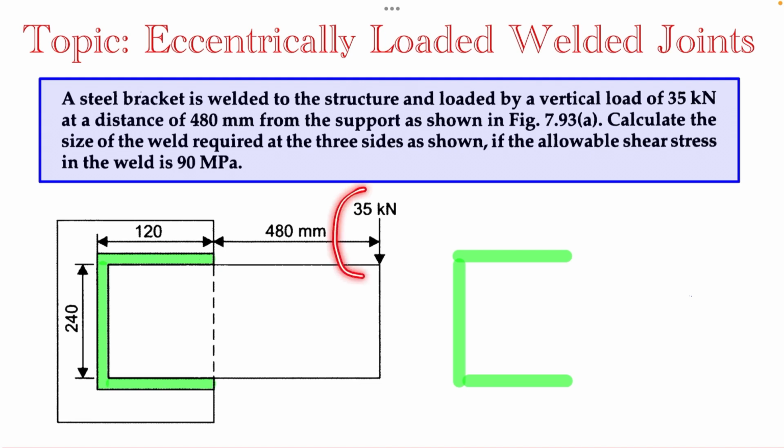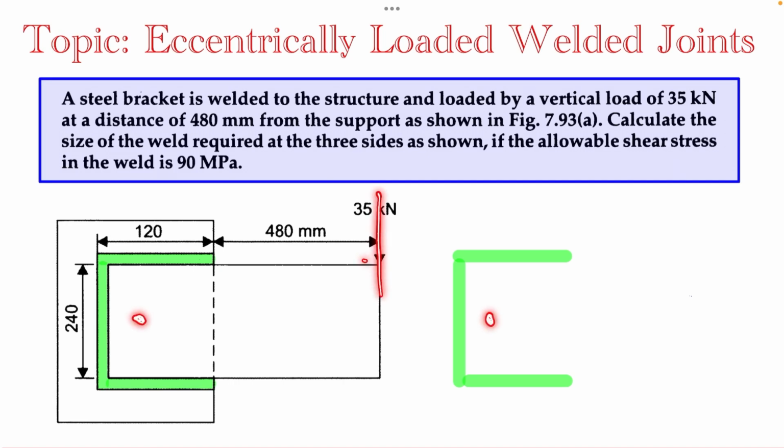Here a steel bracket is welded to the structure and loaded by a vertical load of 35 kilonewton. Here the load is not parallel or transverse with respect to the fillet weld provided. So this is called an eccentrically loaded welded joint, because if you consider this weld section, the CG of the weld section will be coming somewhere here, and we will locate the same point for this problem.